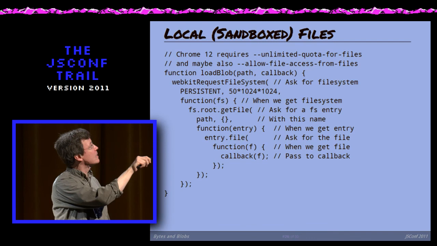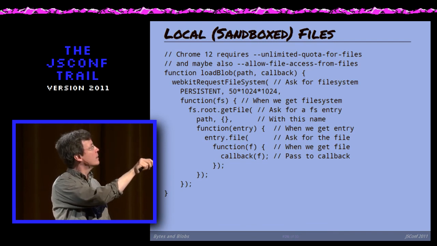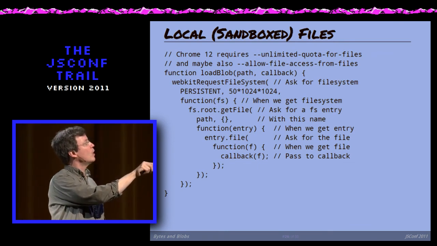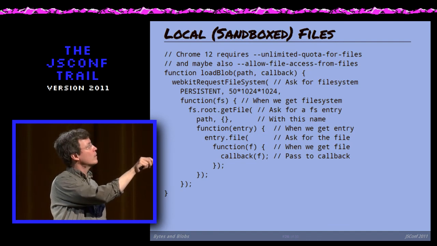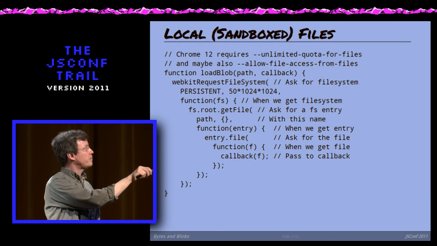So we pass the path. This is the path that was passed up here. So we tell it what file we want. This is an options object. It's empty for this read case. And then we pass the callback. When this function is called, we are going to have an entry object. The function is called getFile, but really what it is is request file system entry.